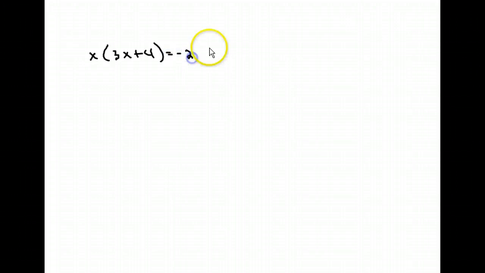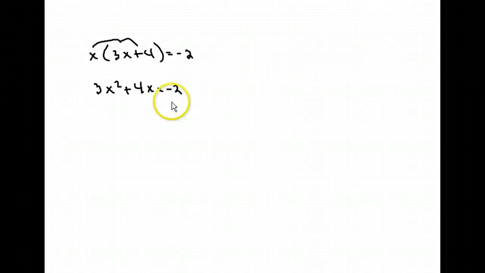Let's say we had x open parentheses 3x plus 4 close parentheses equal to negative 2. Had it been equal to 0, we would almost be done. But because it's equal to an actual number, we have to get it all equal to 0 first before we can do the quadratic formula. So you must bunny hop the x. That's going to give you 3x squared plus 4x equal to negative 2. Then you add 2 to both sides to get the 2 on the other side, and you end up with 3x squared plus 4x plus 2 equal to 0.